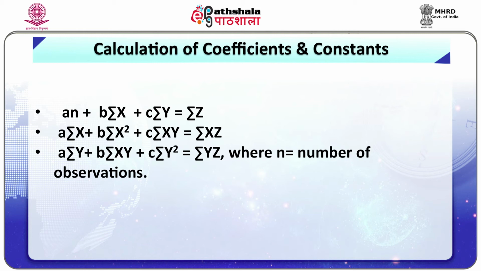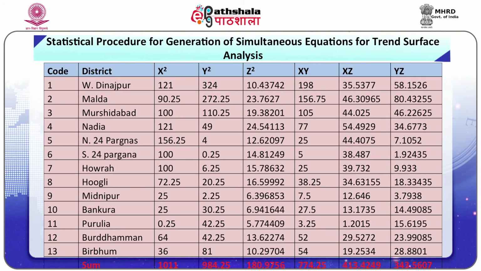These equations are written in their numerical form by adopting a statistical procedure by generating additional columns as given in table 3. So, table 3 provides statistical procedure for generation of simultaneous equations for trend surface analysis. From table 3, the numerical form of the above equations are arranged in the following manner by using x, y and z as variables and a, b, c as coefficients.